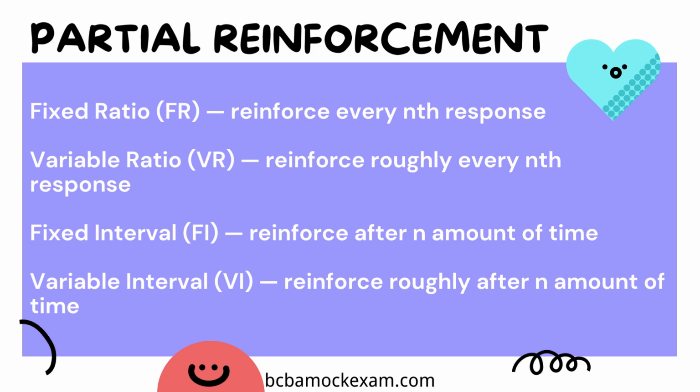In fixed ratio schedules, reinforcement is delivered after a fixed number of responses. For example, every fifth response may be reinforced. In variable ratio schedules, reinforcement occurs approximately after every nth response, with the exact number varying unpredictably. Fixed interval schedules involve reinforcing a behavior after a fixed amount of time has passed, such as every 10 minutes. Lastly, variable interval schedules reinforce a behavior roughly after an average time interval, which can vary unpredictably.